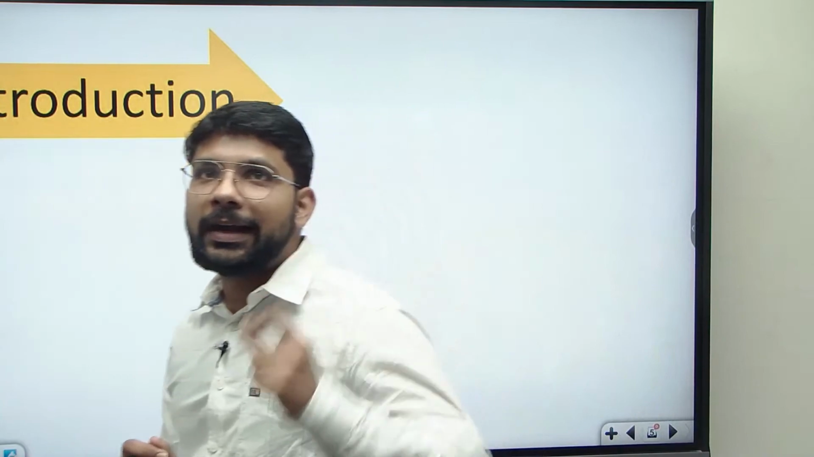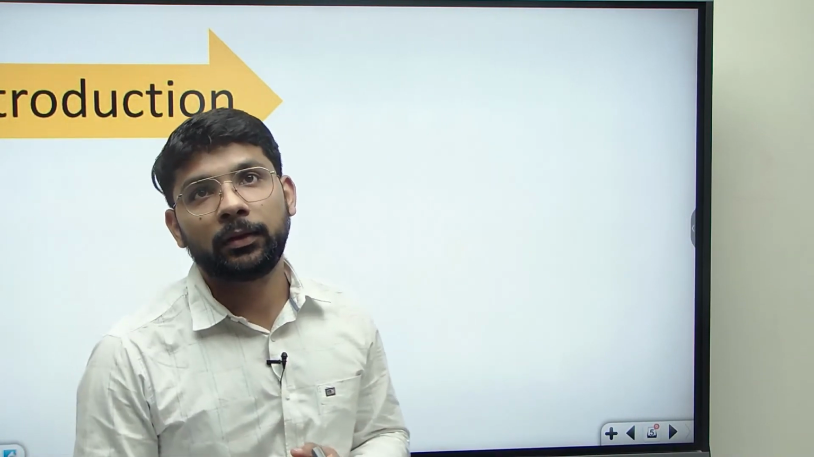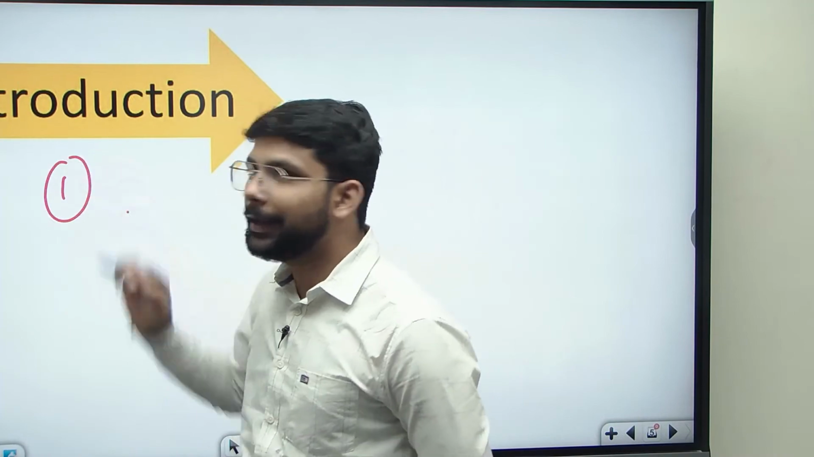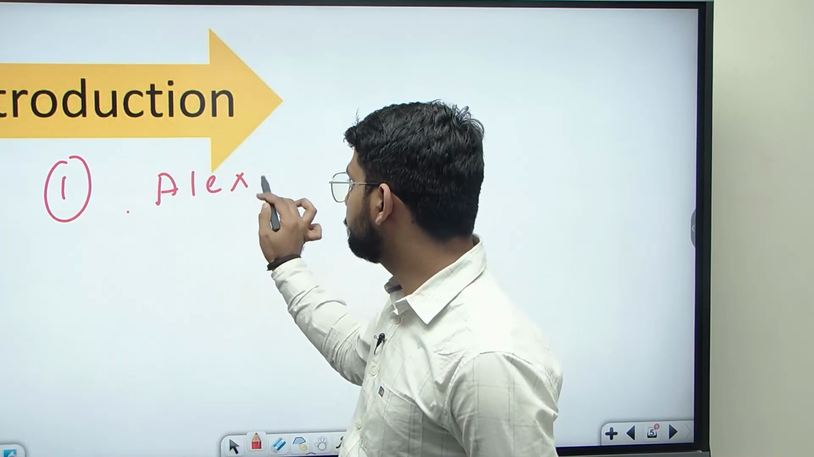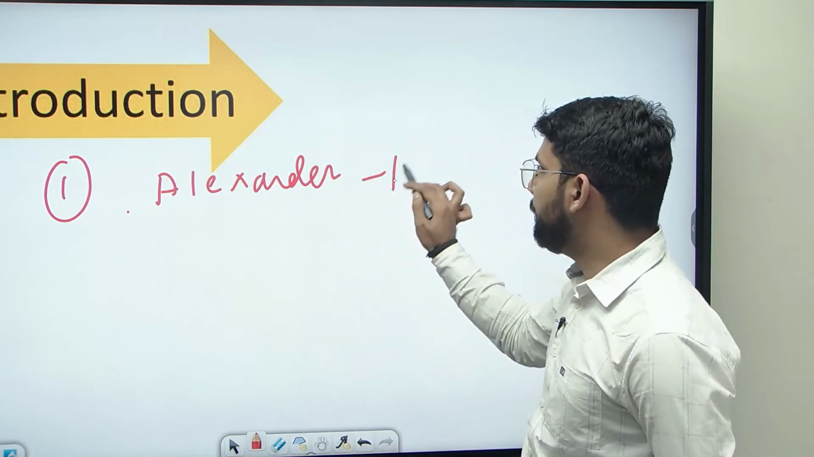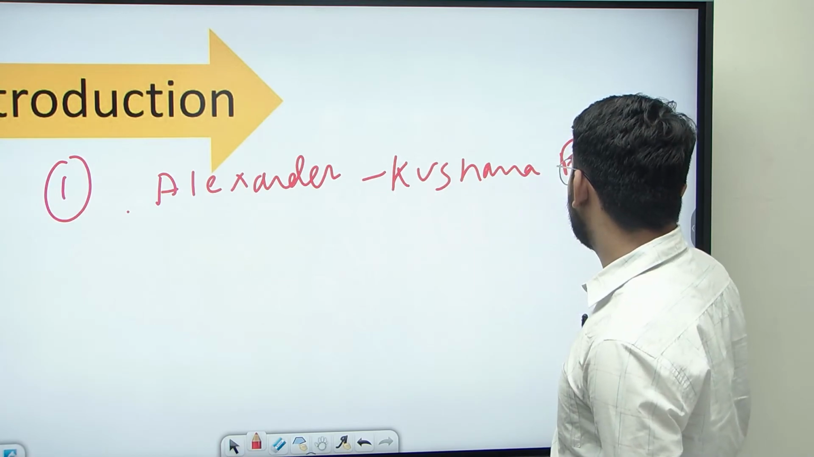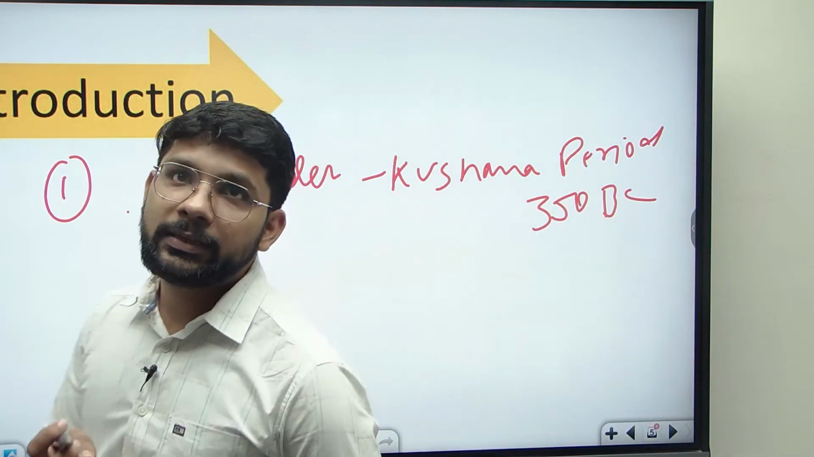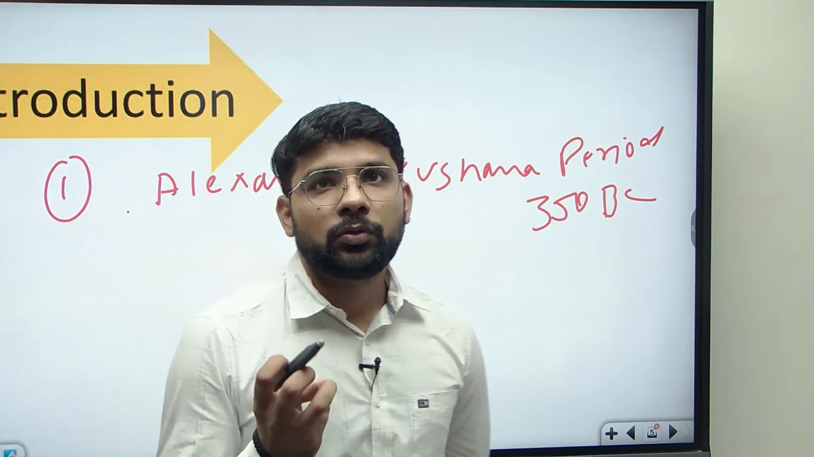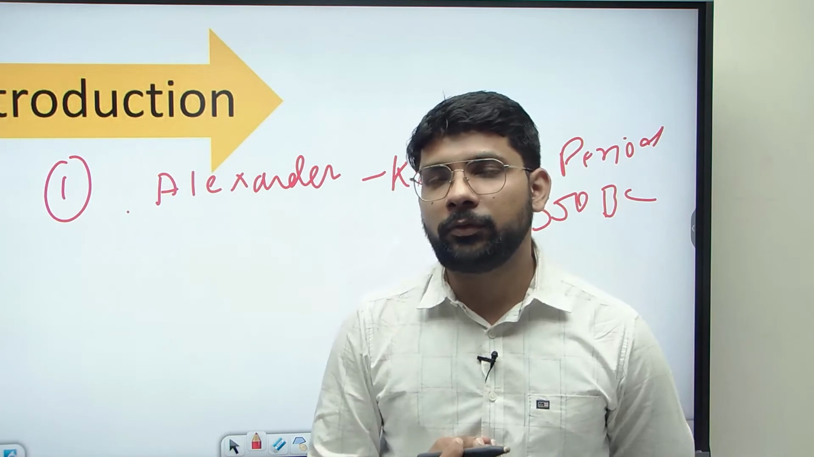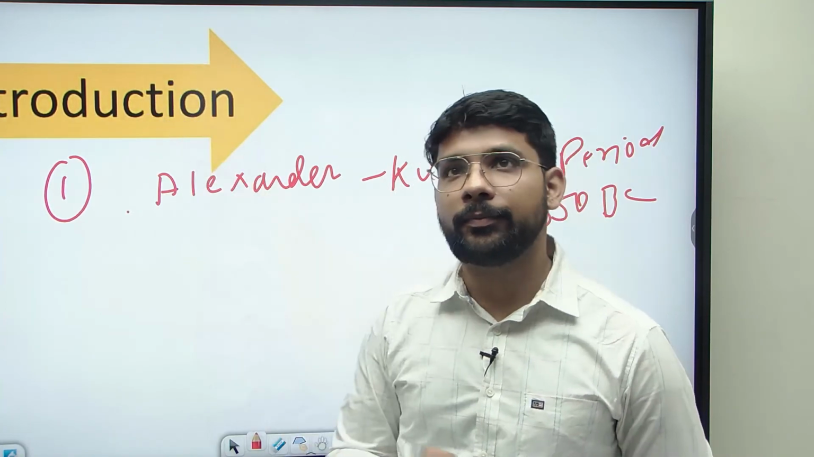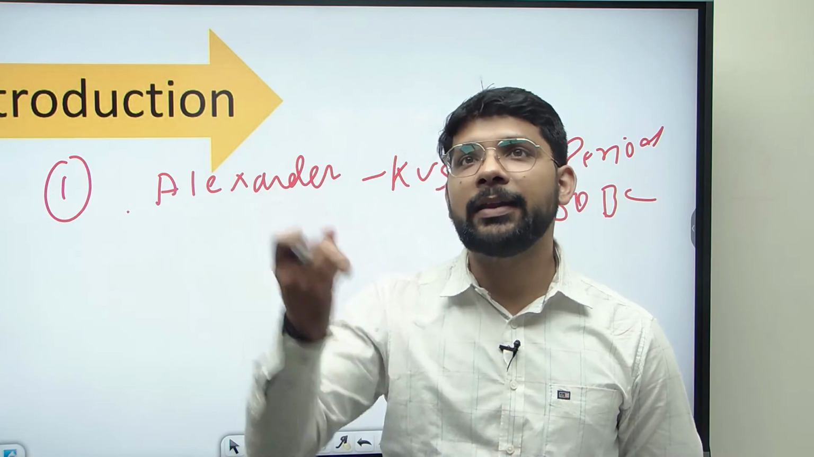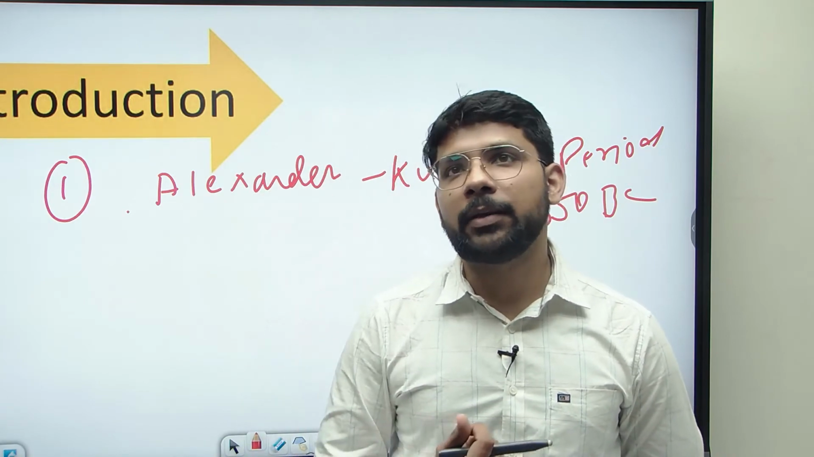Introduction. Anybody can tell what you can write in the introduction? We can write the introduction in two or three ways in this question. One way: after Alexander, during the Kushana period, approximately 350 BC, Gandhara art was at its peak. Gandhara art took some elements from the Greco-Bactrian, because Alexander came from that area, and some elements from Central Asia, like the Iranian. That is one type of introduction.